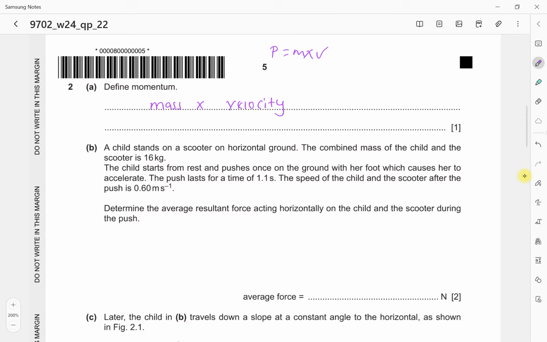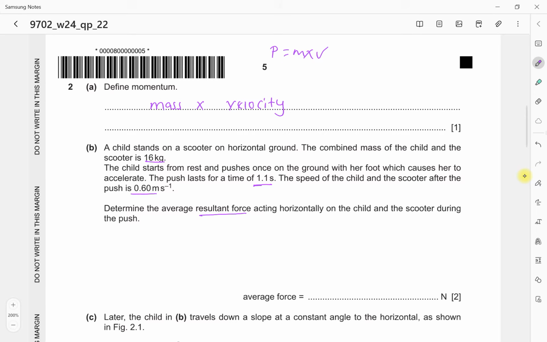A child stands on a scooter on a horizontal ground. The combined mass of the child and the scooter is 16 kilograms. The child starts from rest and pushes once on the ground with her feet, which causes her to accelerate. The push lasts for a time of 1.1 seconds. The speed of the child and the scooter after the push is 0.6 meters per second. Determine the average resultant force acting horizontally on the child and the scooter during the push.